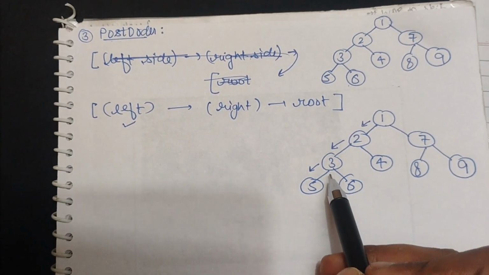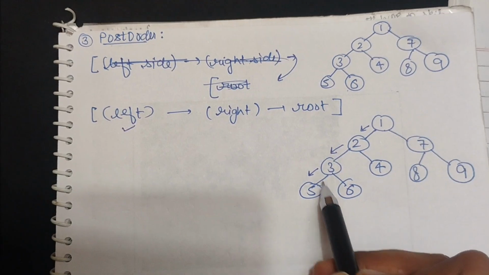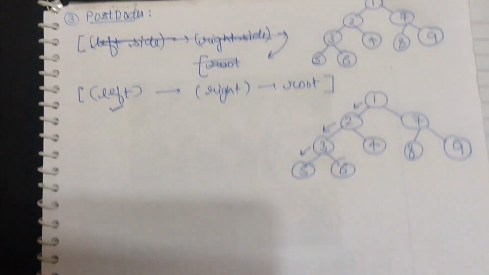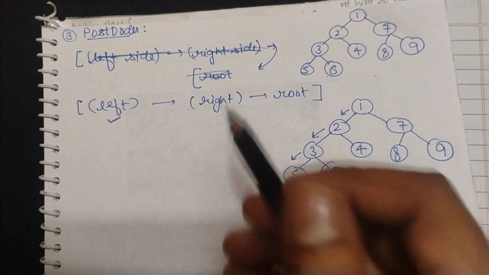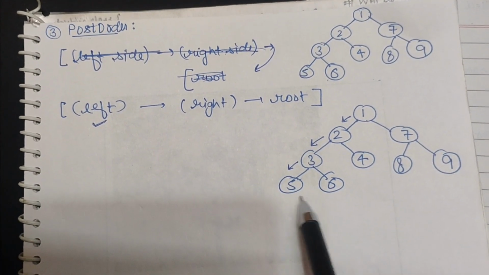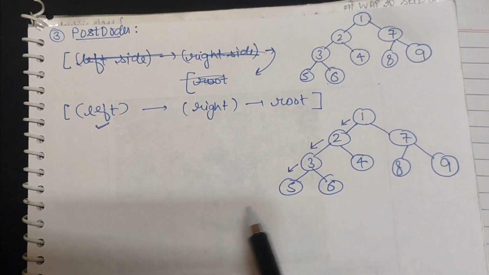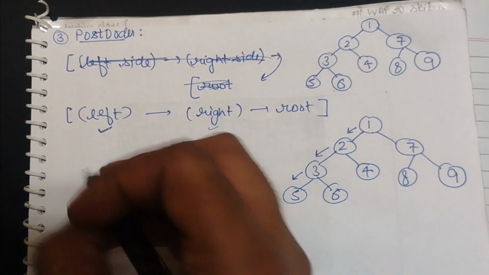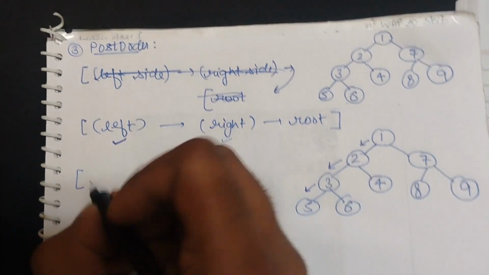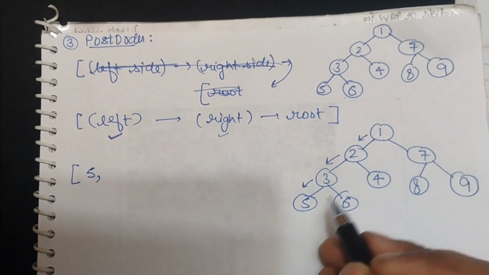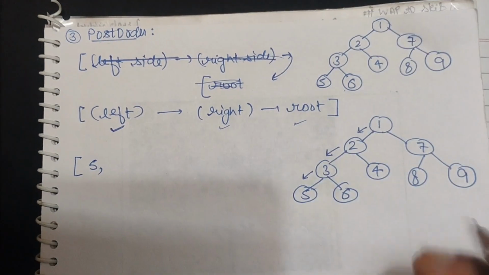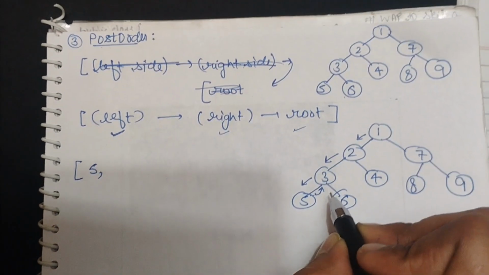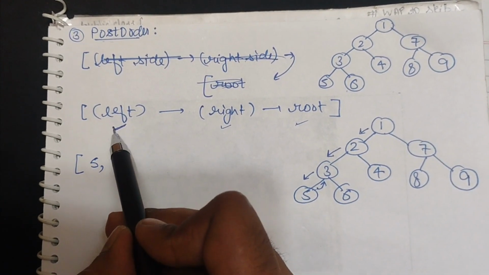For 5, it will ask, does it have a left side? It says no. So this will be executed for 5. Now for right, does it have a right? No, it does not have a left, not even a right. So this will also be executed for 5. Now root. So now we'll print 5. For 5, all these are executed. So the recursion call will come back from 5 to 3. For 3, this was executed.